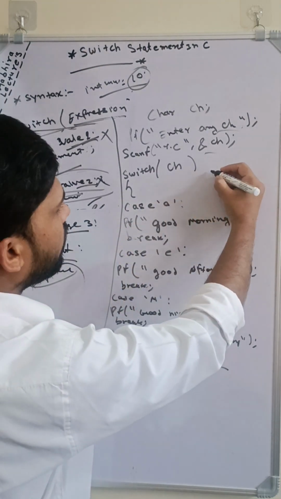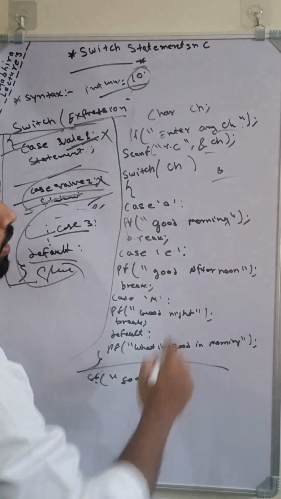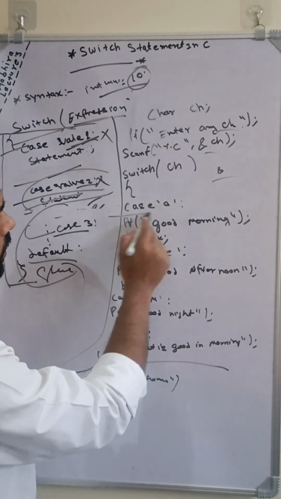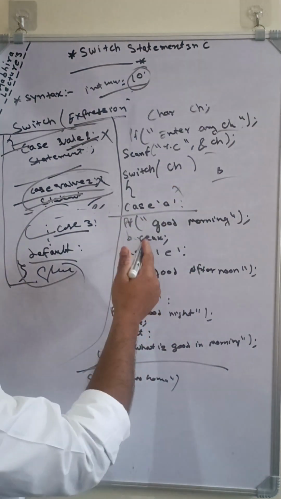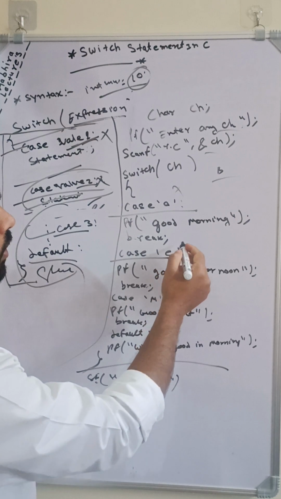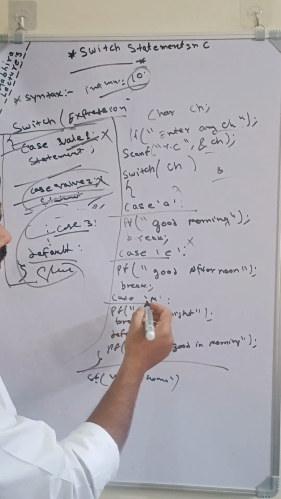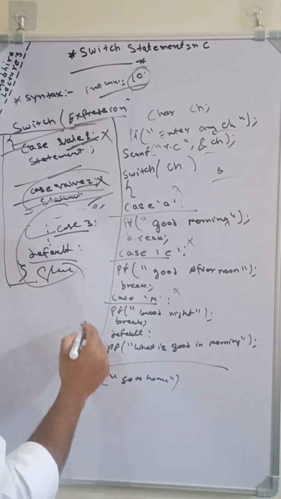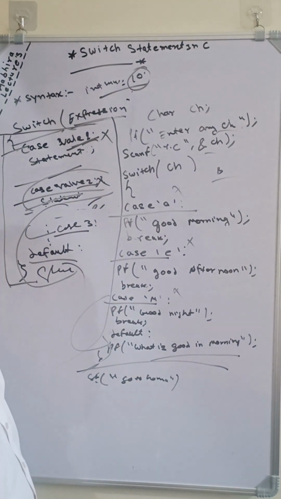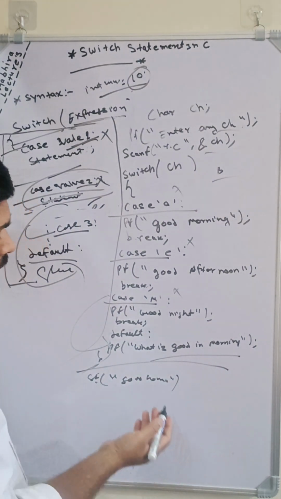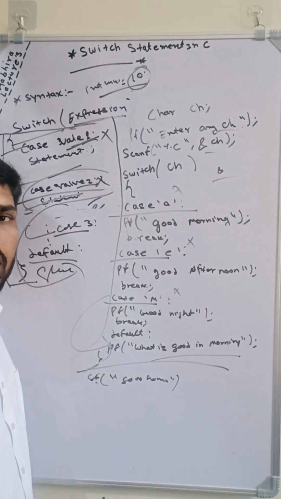Suppose the user enters B. It will check the first case: is there B? No. Then another case: is there B? No. Then another case, M: is there B? No. So it will go to default, and what is written there, good in the morning, will be printed, because the case does not match the character the user gave.